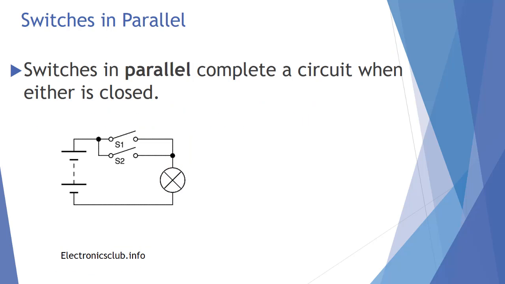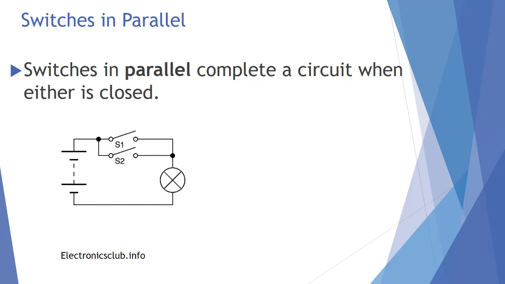Now there are two main ways that switches can be arranged to work together with one another. The first way is when switches are in parallel. We say that they're in parallel because, as you can see in our little animation here, they run right alongside each other. They are parallel to one another. So we know that switches that are in parallel complete a circuit when either one of them is closed. The key to parallel switches is they provide alternative paths for electrons to flow. Either one of them will allow the circuit to be completed, as you can see here.